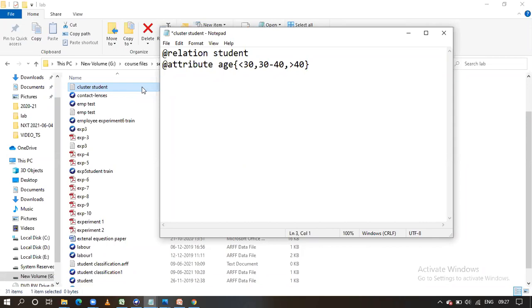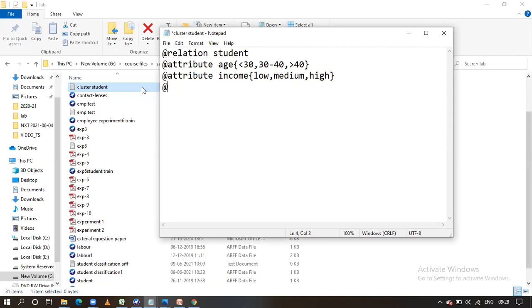The next attribute is income. Finally, we have to mention the values in the curly braces. Income may be a low value, medium value, or high value. These three are the values the income will take.